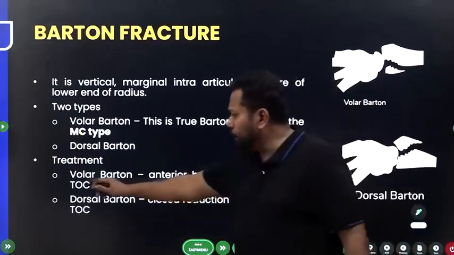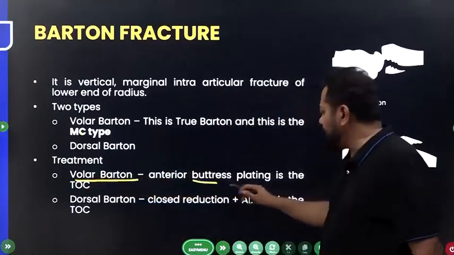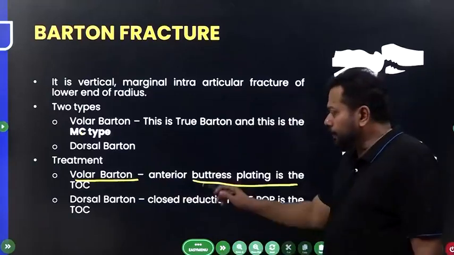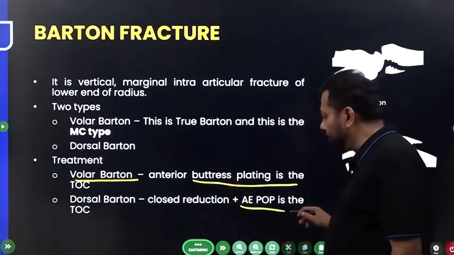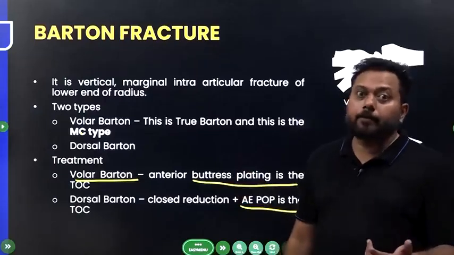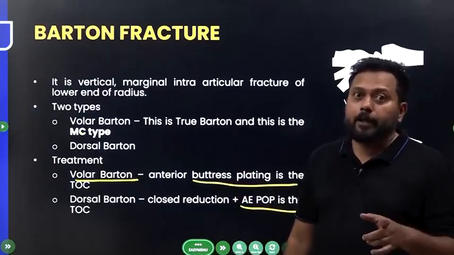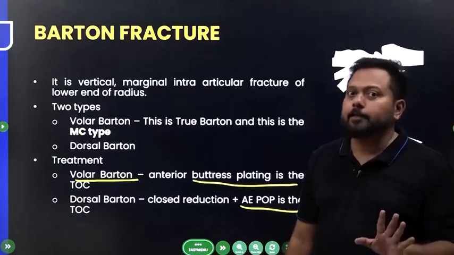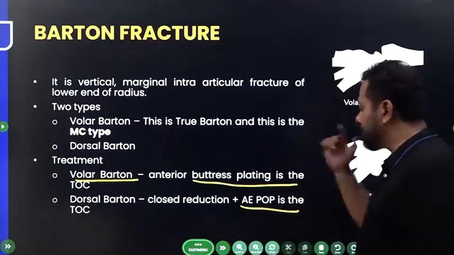Treatment of choice for volar Barton fracture is anterior buttress plating. Treatment of choice for dorsal Barton is closed reduction and above elbow POP slab. So you see the difference. If it is volar Barton, treatment of choice is plating, open surgery. If it is dorsal Barton, you can manage conservatively. Okay, that completes Barton's fracture.